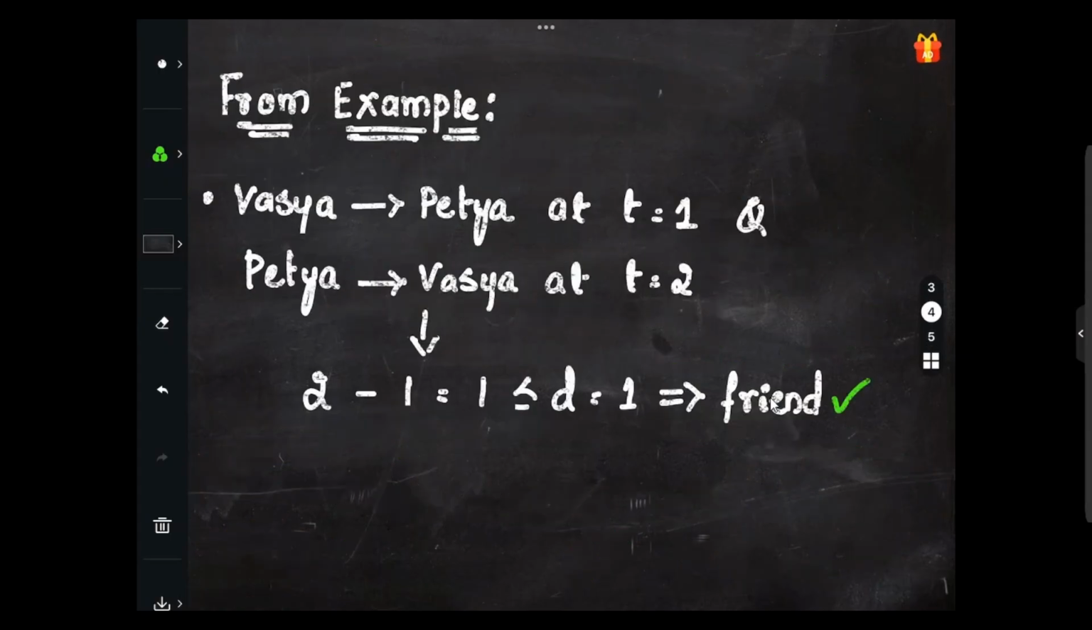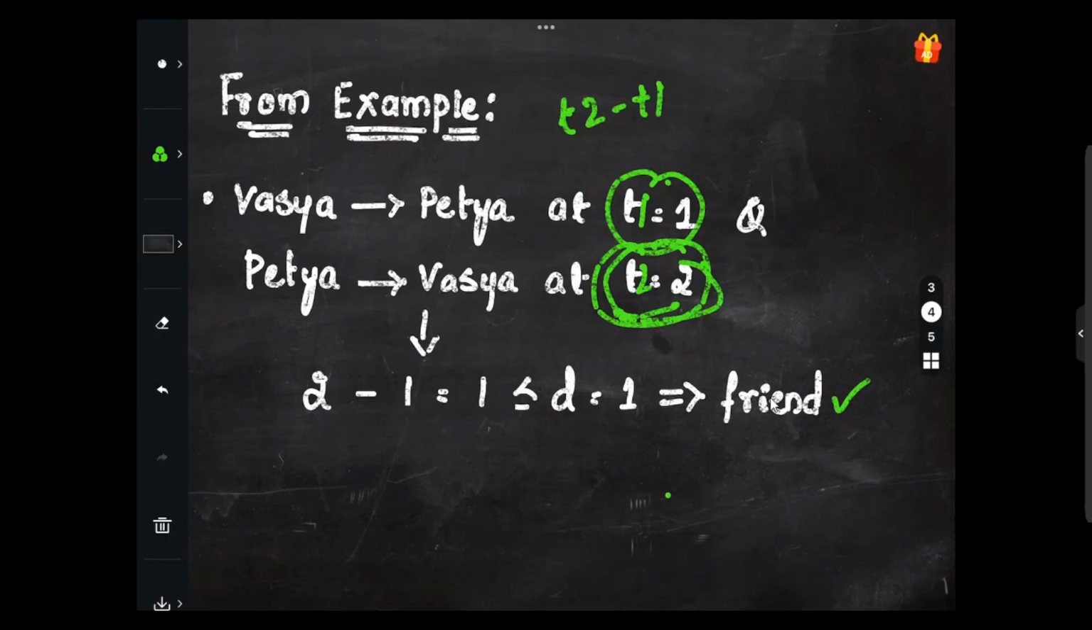This is fine. From the example, let's consider the first example here. So here, Vasya is sending or has sent a message to Petya at time t1. We know this one. And Petya has replied to Vasya at time t2. This one is t1 and this one is t2. Right. So now, accordingly with the question, we have to go with t2 minus t1 and check whether this is less than or equal to D or not.